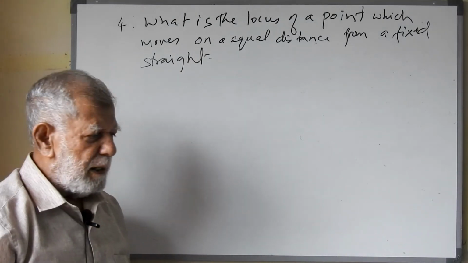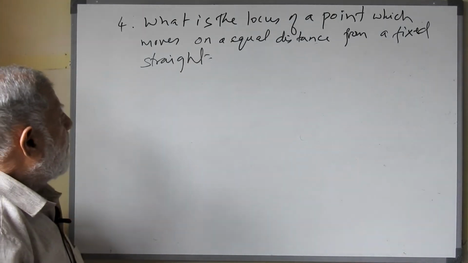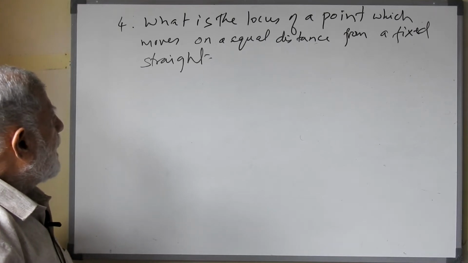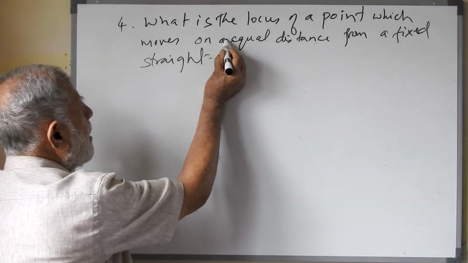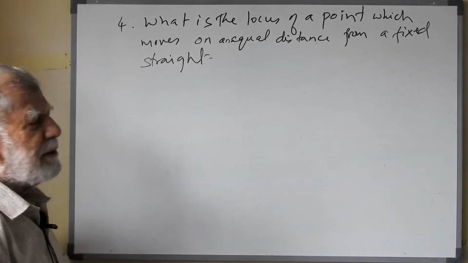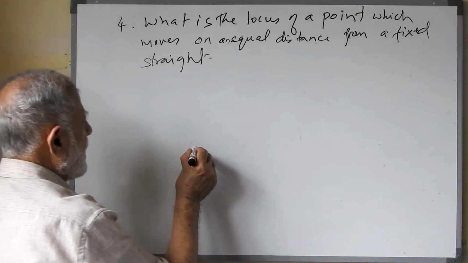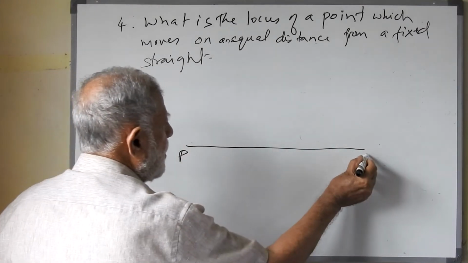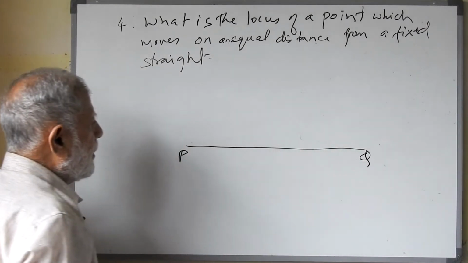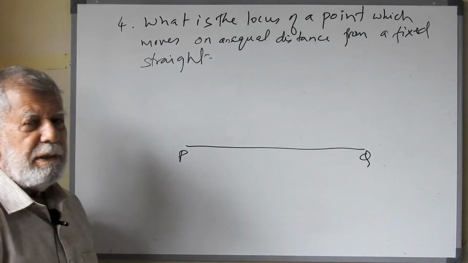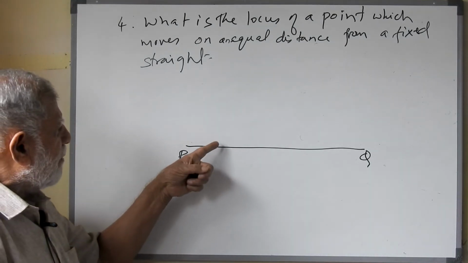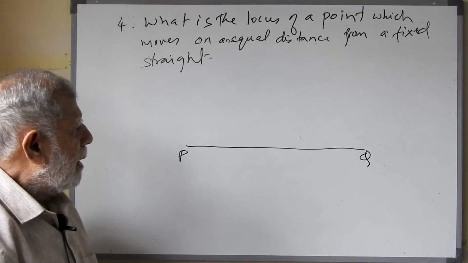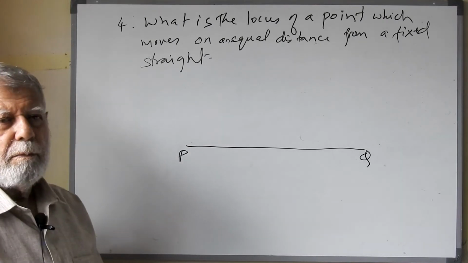Look, children, we have taken another example, example number 4. What is the locus of a point which moves on an equal distance from a fixed straight line? Now we have a fixed straight line here. We call it PQ. Now there is a point which moves in such a way that it is equal distance from the fixed straight line. So how will it go? How do you think the path will be?